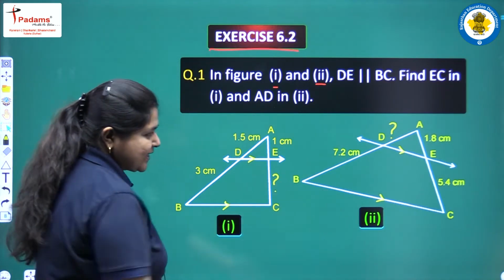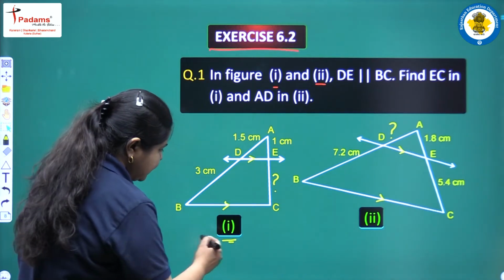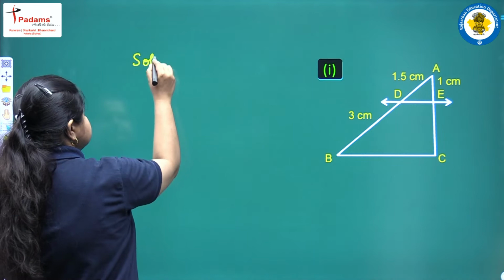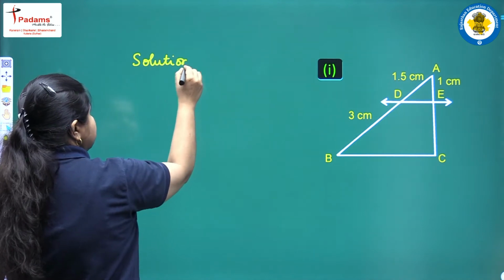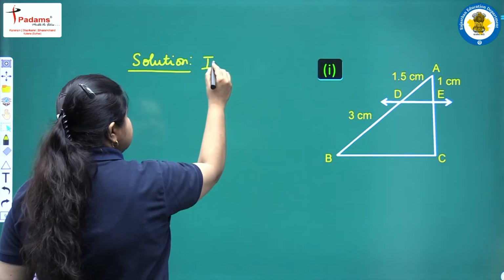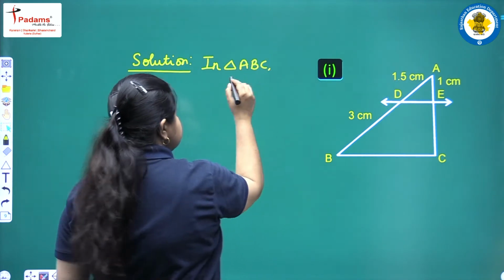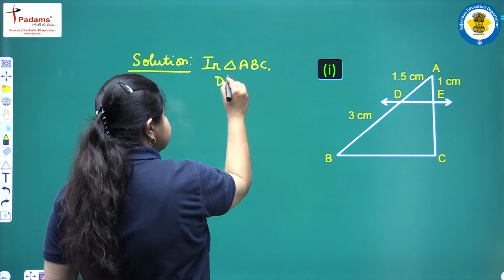Let us first take the first part, this one here. We start the solution. What has been given? In triangle ABC, DE is parallel to BC.